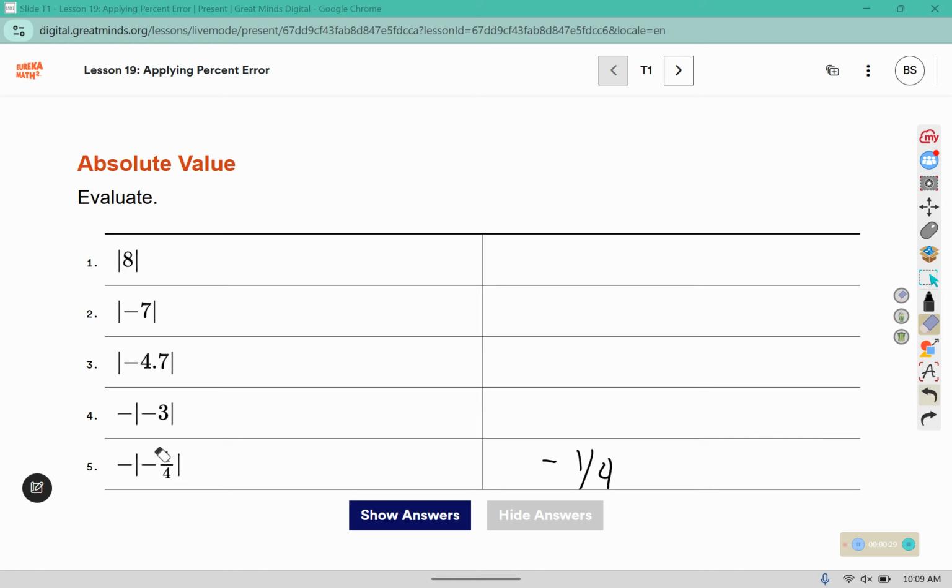The negative on the inside, you're just thinking about how far is that number from 0. But if there's a negative on the outside, you take the opposite of the absolute value.